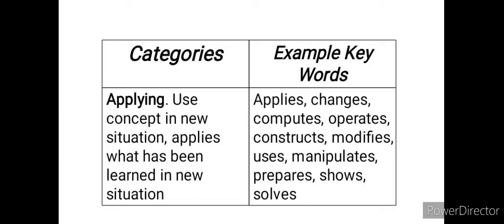The third category is applying. Use concept in new situation and applies what has been learned in new situation. The example of this is the students can solve problems involving linear algebraic equation. And the appropriate learning outcome verbs for this level include applies, changes, computes, operates, constructs, modifies, uses, manipulates, prepares, shows, and solves.